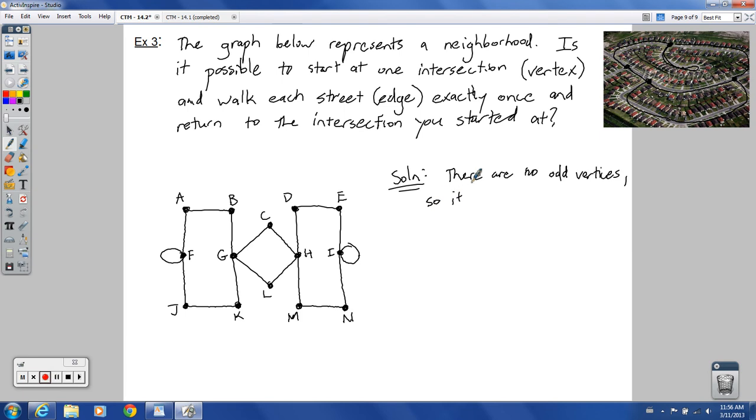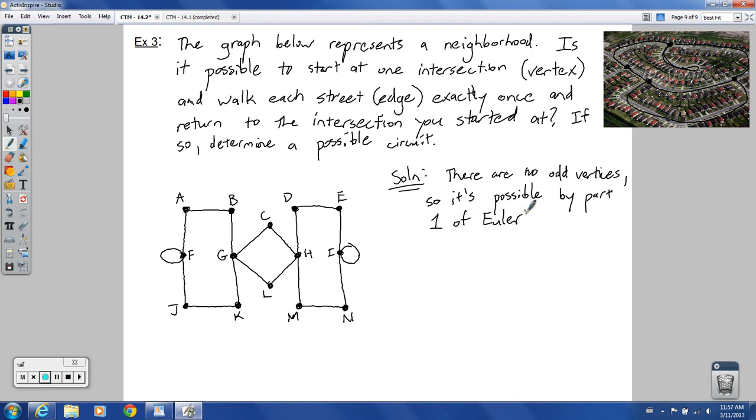But let's finish our thought here first. So it's possible, and I forgot to write up here with this question, if so, determine a possible circuit. Sorry about that. So it's possible by part 1 of Euler's theorem. Thanks, Euler. Nice theorem. Good job. Very, very easy to use. I appreciate the theorem.